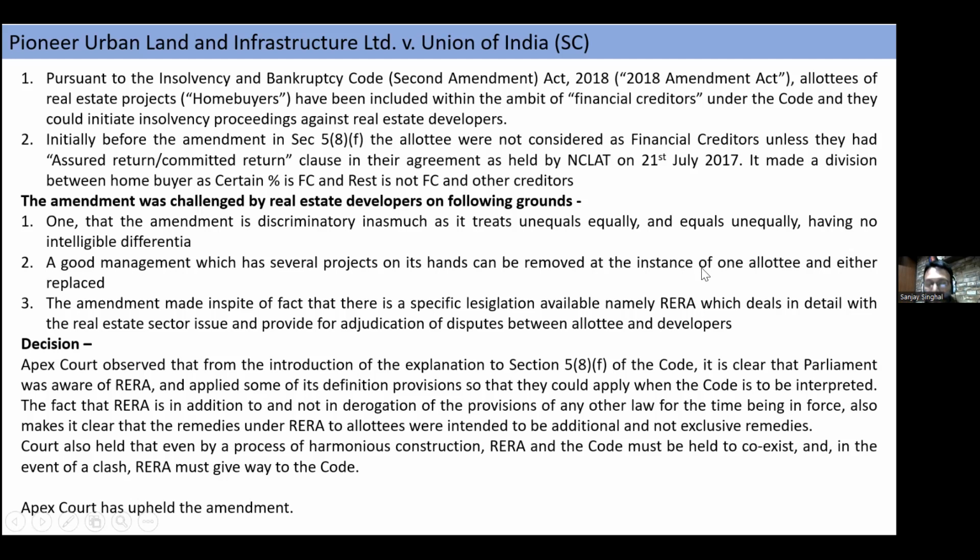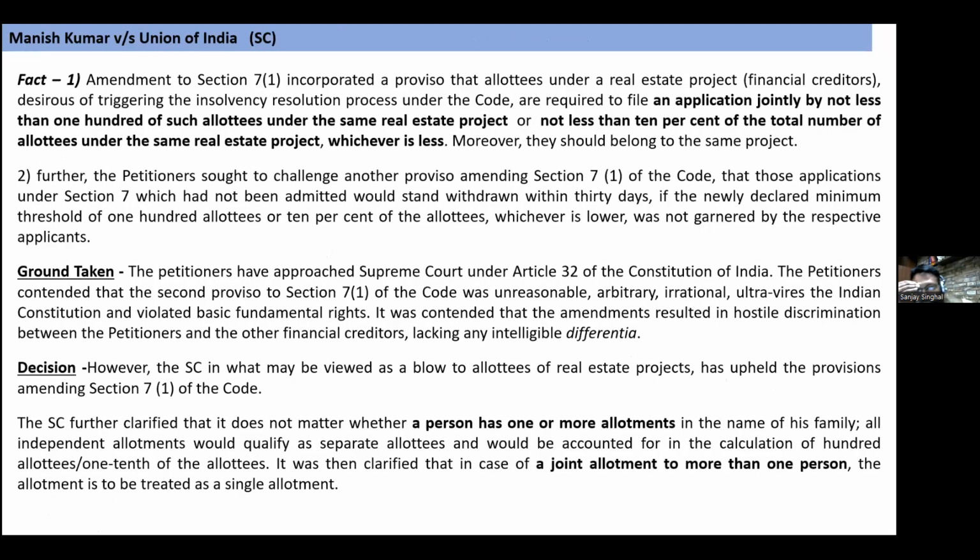Now this argument produced a result: even a single allottee started filing applications under Section 7 of the IBC against the developer. The government considered those challenges and made an amendment again to Section 7 subsection 1. One proviso was incorporated in Section 7 subsection 1, which said that the allottees under a real estate project, who are financial creditors desirous of triggering insolvency under the Code, are required to file an application jointly by not less than 100 of such allottees under the same real estate project, or not less than 10% of the total number of allottees under the same real estate project, whichever is less.